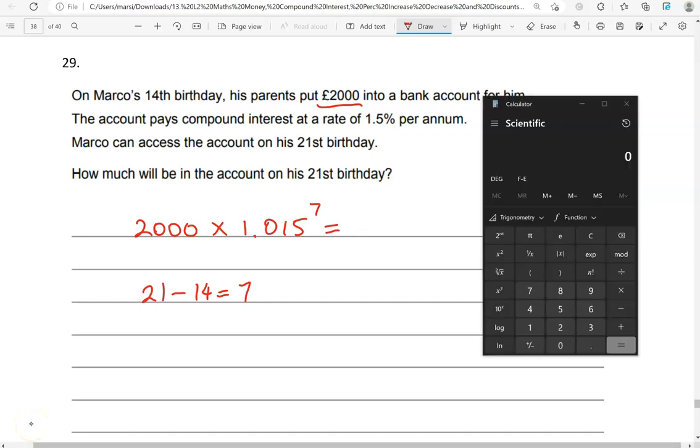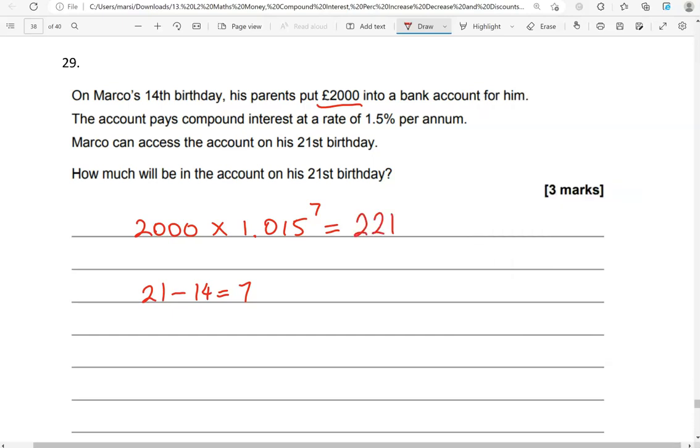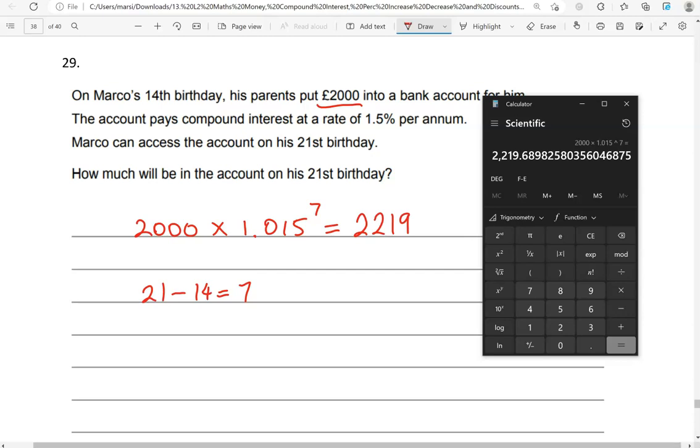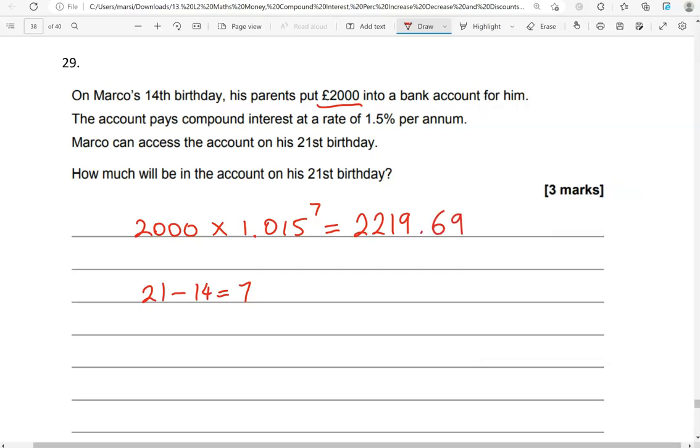So using the calculator, we'll do 2,000 times 1.015 to the power of 7. So that is £2,219 and 69 pence.